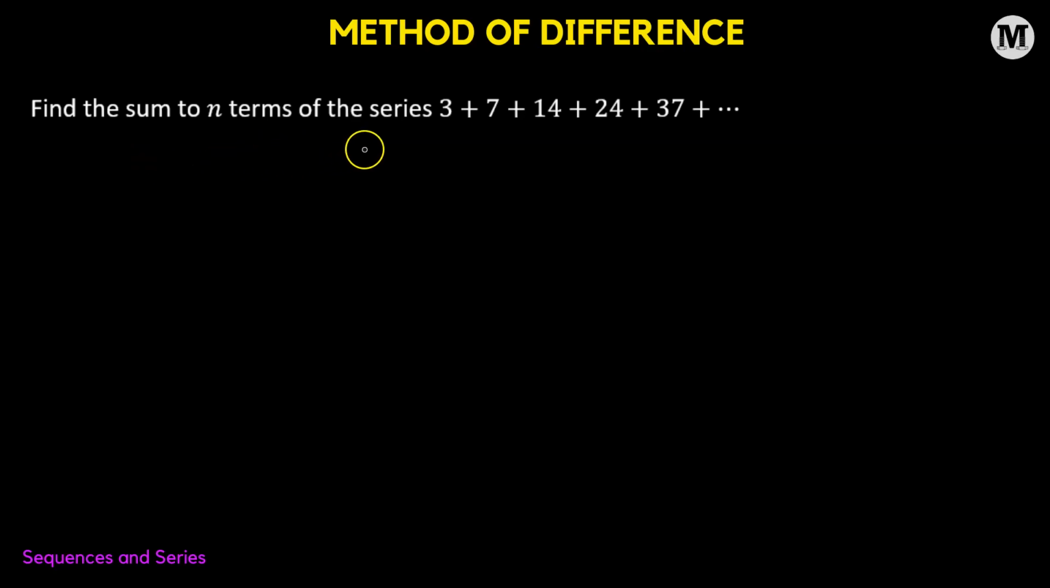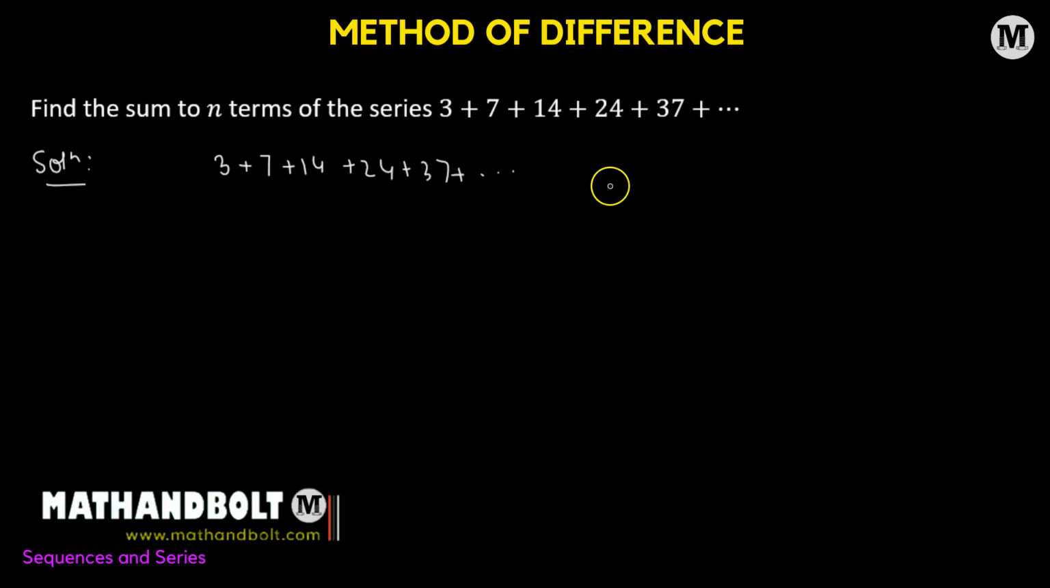Find the sum to n terms of the following series. Let us begin. So here we have a series given by 3 plus 7 plus 14 plus 24 plus 37 and the rest of the terms. Now clearly this is not an arithmetic series because it does not have any common difference.